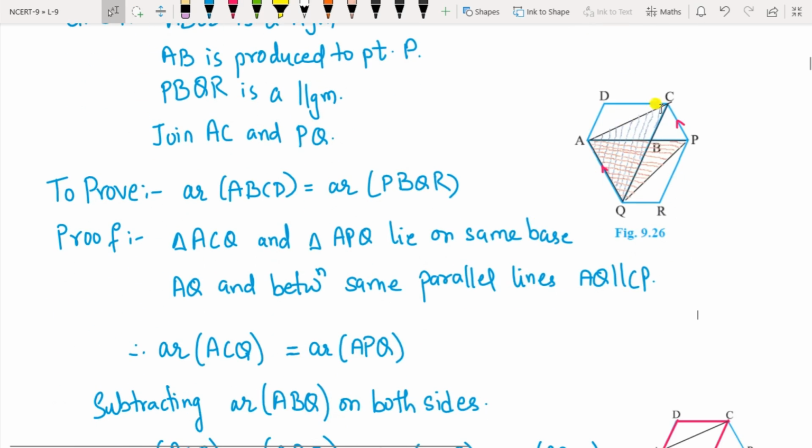Now join AC and PB. So let us consider triangle ACQ and triangle APQ. They lie on the same base AQ and are between the same parallel lines AQ and PC, and therefore their areas will be equal. So that is your equation number 1.